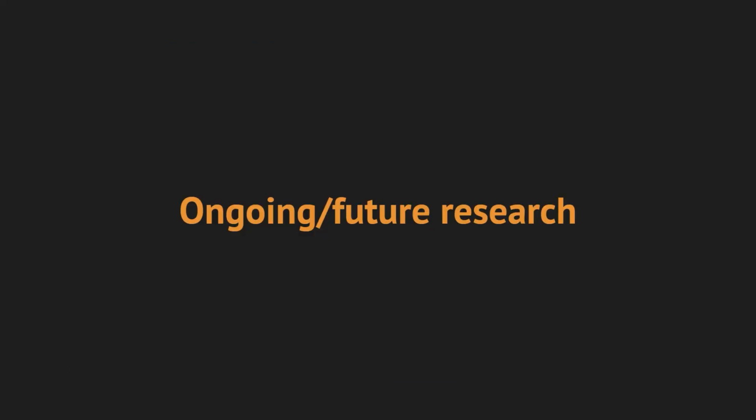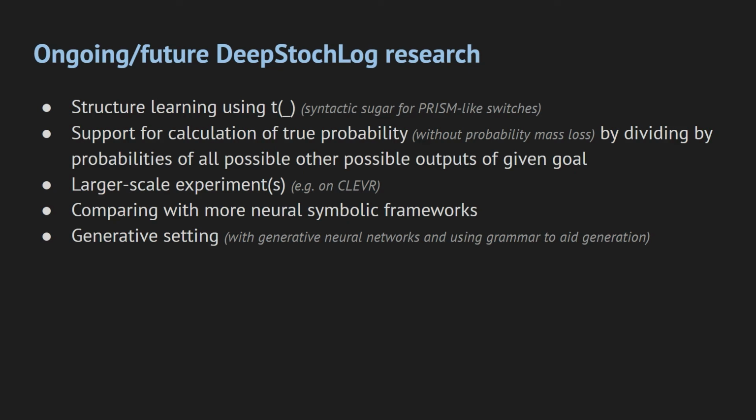There are several things we would like to add in the future. We would like to add some syntactic sugar to allow for structural learning, similar to Prism-like switches. We would like to support calculating the true probability, which accounts for the loss probability due to failed derivations, and some larger scale experiments, for example, on Clever. Comparing with more neural-symbolic frameworks would also be very nice, and we would also like to see how it performs in a generative setting, as these grammar-like structures and generative neural networks and the increased performance of this framework lend itself very well for these generative tasks.